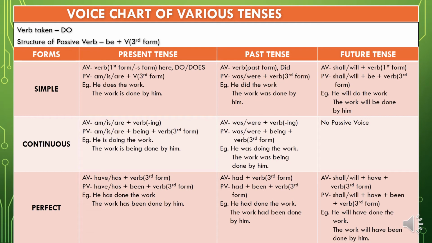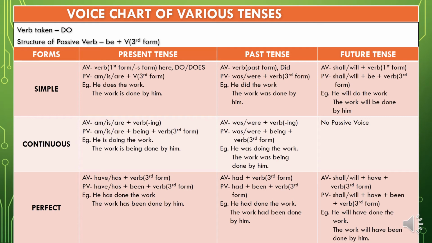As you all know, there are three tenses: present tense, past tense, and future tense. Then there are four forms of all these three tenses. One is simple form, the other one is continuous or progressive form, next is perfect form, and the last form is perfect continuous form. But remember that perfect continuous form has no passive form.